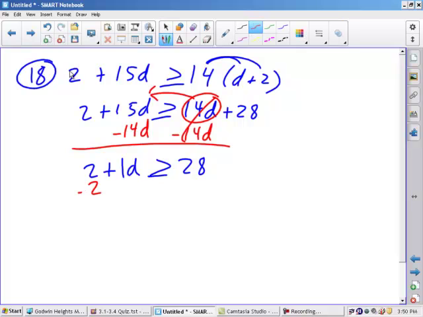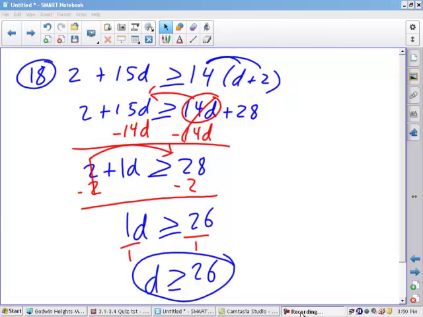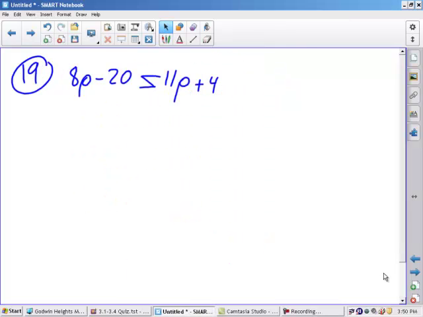I then have to move this 2 over with the numbers, moving that over there, cross that out. I then get 1d is greater than or equal to 26. And really simple, just divide by 1, but you don't even have to. And I get d is greater than or equal to 26. That's the solution.